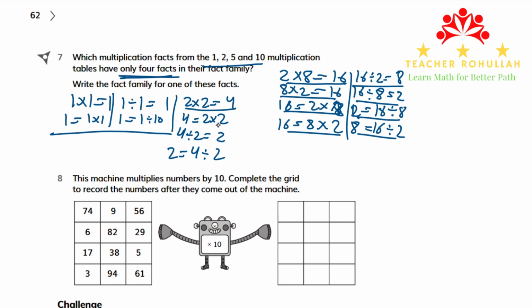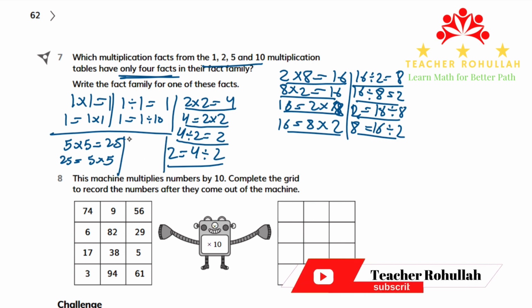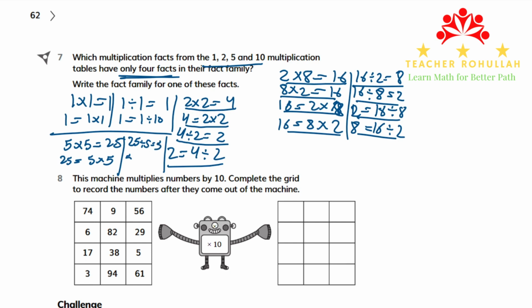One is 2 times 2, 4. And the other one, 4 equals 2 times 2. And the other one is 4 divided by 2 is 2. And 2 is equal to 4 divided by 2. For 5, 5 times 5 is 25. 25 is equal to 5 times 5. Now 25 divided by 5 is 5. 5 is equal to 25 divided by 5. We cannot have more than 4 facts in their fact family.